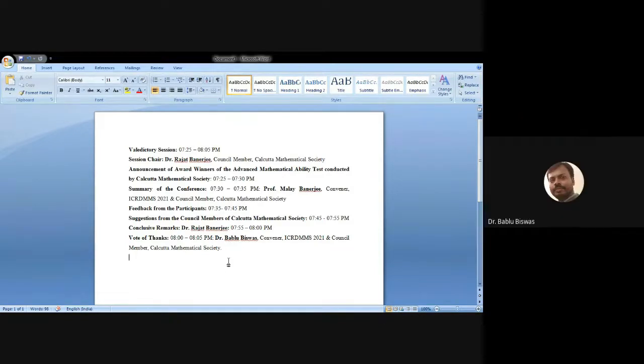Sure, sir. This year we arranged the mathematical ability test for classes 11 and 12, and it was decided that 4 participants will be awarded. They participated from different parts of India, and here we have the 4 participants. The name of the first participant is Aditya Kishore, Loyola School, Trivandrum, Kerala.